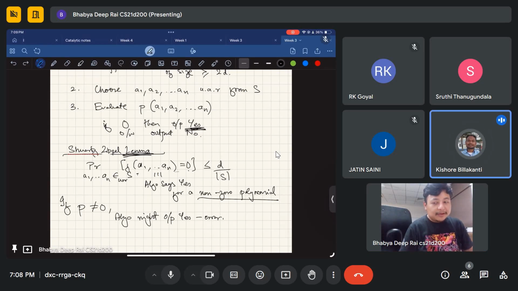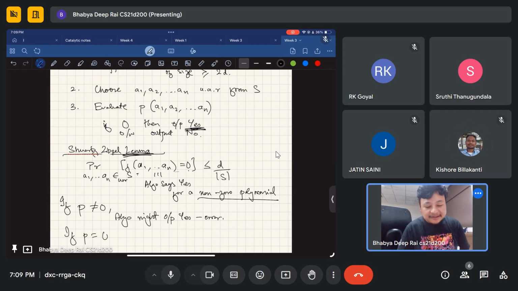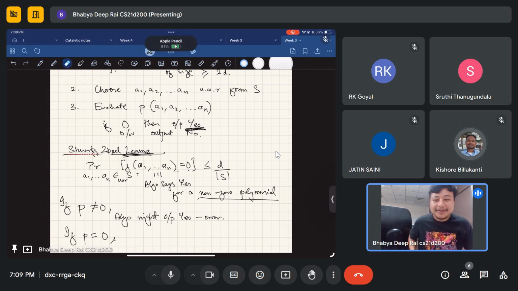Now I want to ask you, what happens in the p equals 0 case? Why did they not mention the p equals 0 case? Or rather, what happens to the algorithm in the p equals 0 case? How much error does it make?